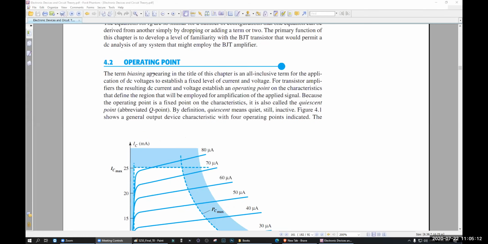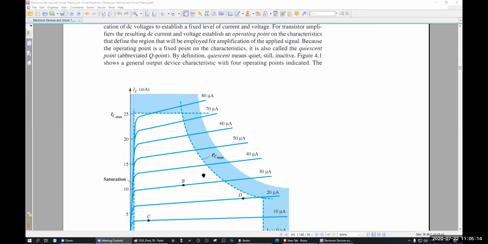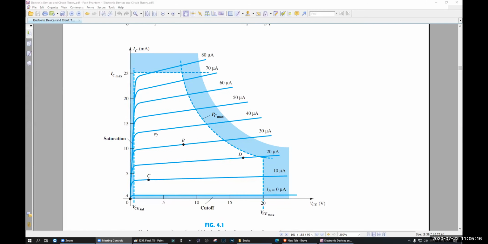Here, this is called the operating point. This characteristics curve is the whole characteristics curve, that means for every possible voltage. But remember, you will not be using every possible voltage. You will be using only one voltage and one current. This graph is drawn for every possible voltage and every possible current, but you are going to use only one voltage, one current.